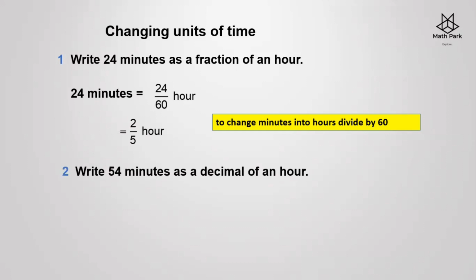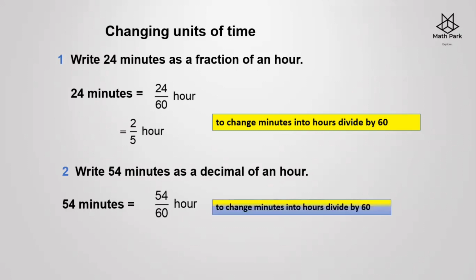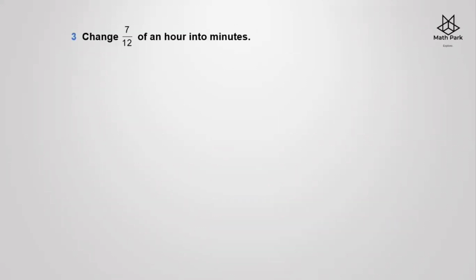Write 54 minutes as a decimal of an hour. Minutes to hours, again we divide by 60, 54 by 60. So we have 9 by 10, that is 0.9 hours.